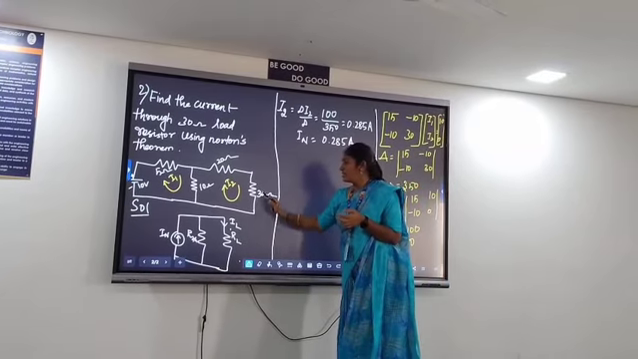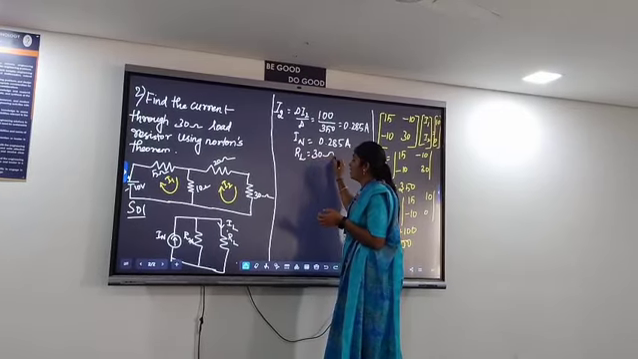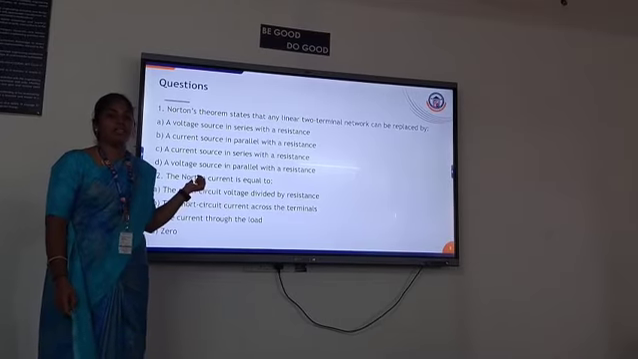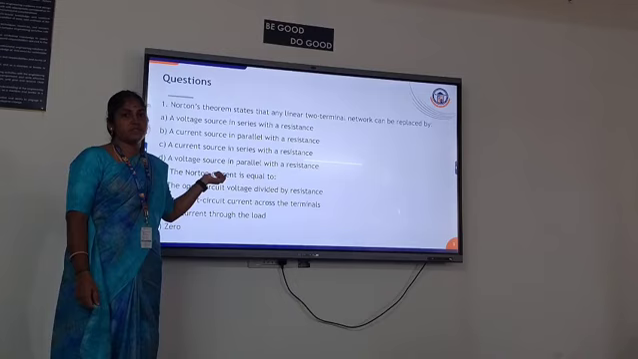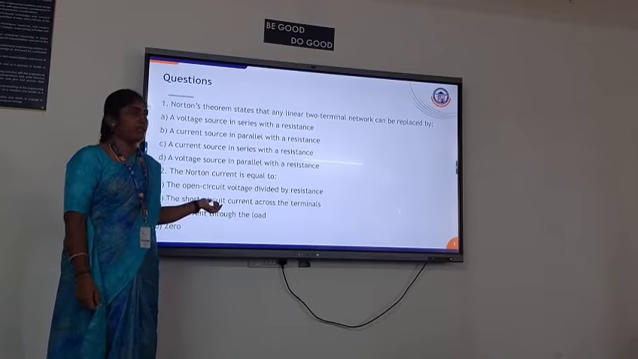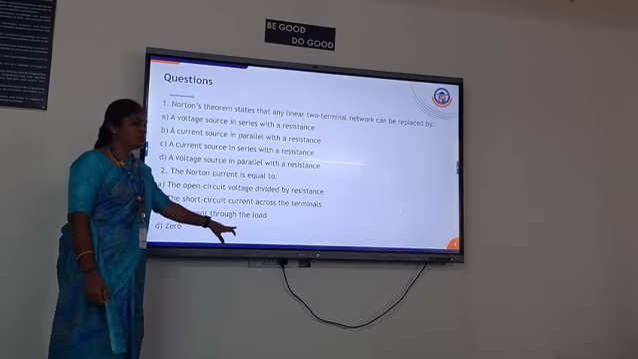The load resistor from the given circuit is 30 ohm here. So far we have seen the Norton's theorem statement and the problems solved based on it. This question is based on this concept, so try to answer it.